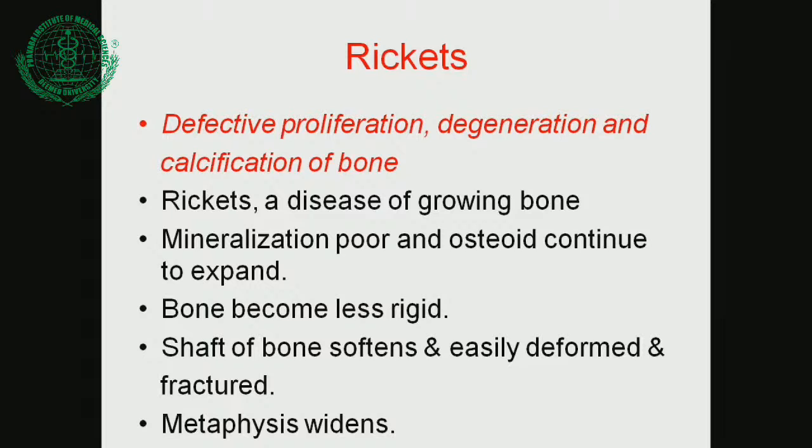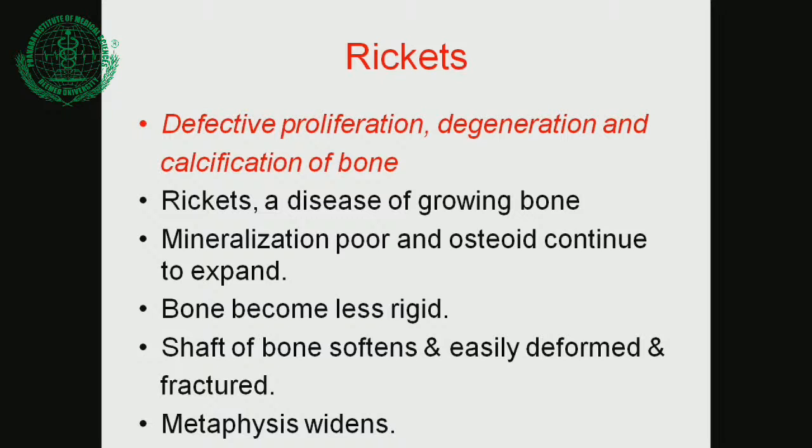So this is called rickets, a disease of growing bone. You can get a full question on rickets. So you must know rickets by heart. Rickets is a disease of growing bone. Usually up to 4 to 5 years you get the disease, but mostly 6 months to 3 years is the period for getting rickets.